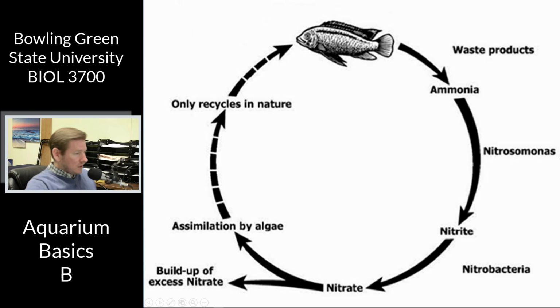Now, here's that Nitrosomonas. This is that bacteria that'll grow in your aquarium. It converts the ammonia to nitrite. The Nitrobacter will convert the nitrite to nitrate. And this is pretty much the end of the road if you have a fish-only tank. Now, there are ways to handle nitrate, and we'll get to that later on. But generally in a fish-only tank, it's just going to keep building up and building up.